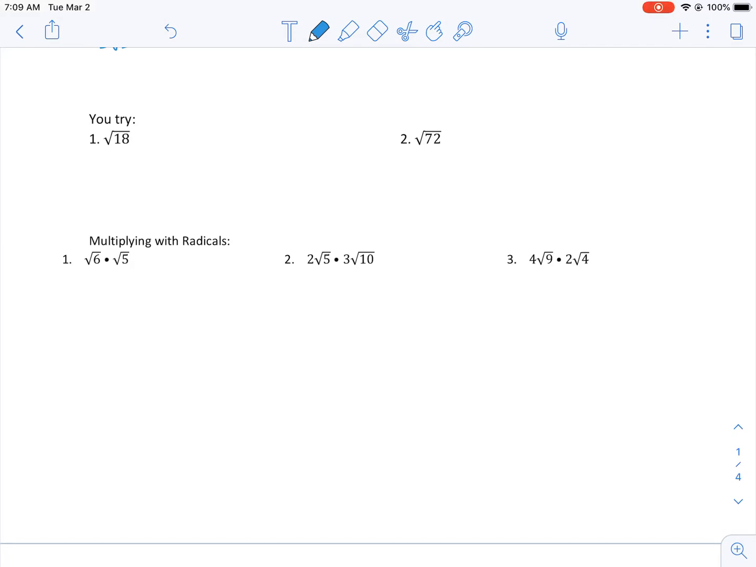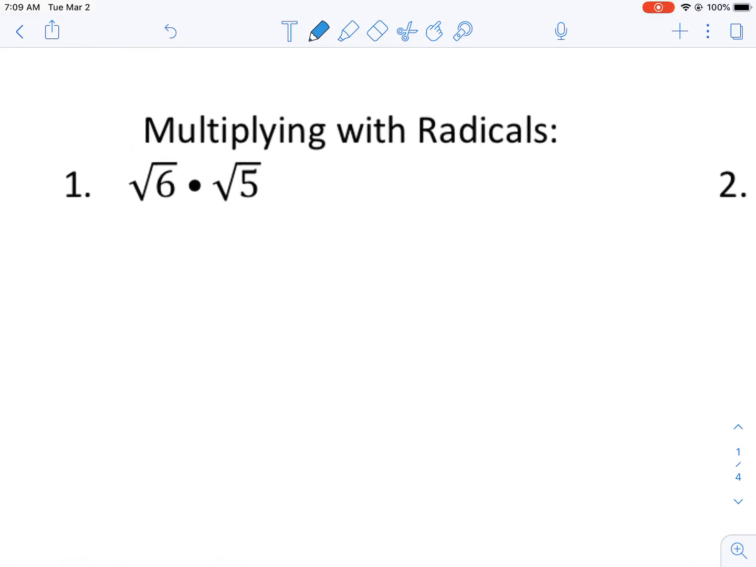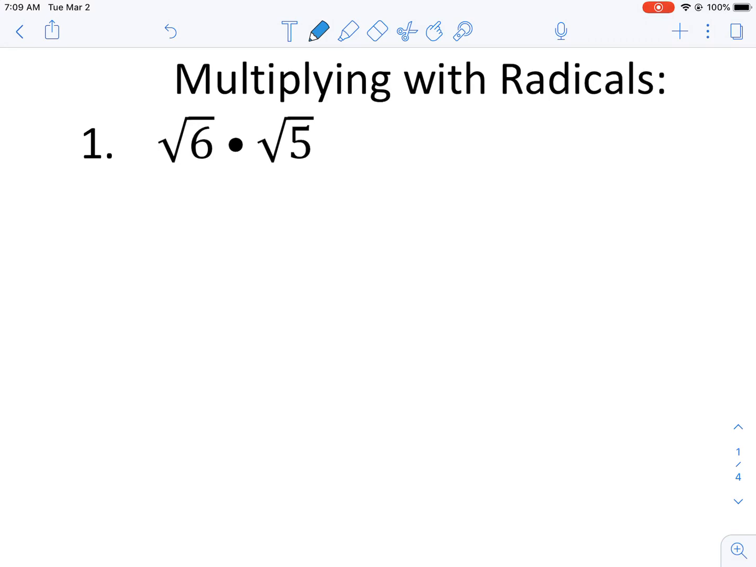And multiplying with radicals is pretty easy. What you do is you just multiply like normal, okay? So the square root of 6 times the square root of 5 is the square root of 30. All right, and that's actually it. That's your final answer. So, I mean, you can try and simplify it. 30 can't be simplified though, so this one you're done.